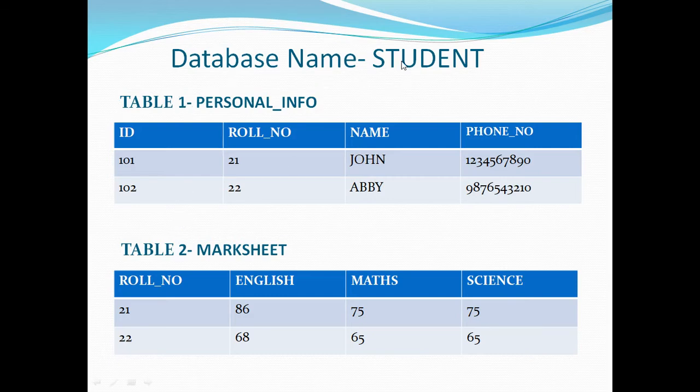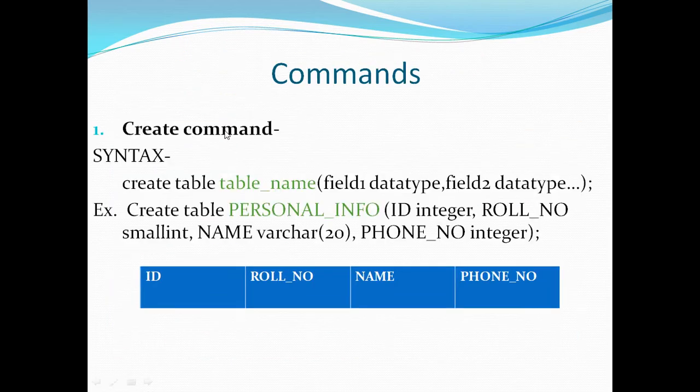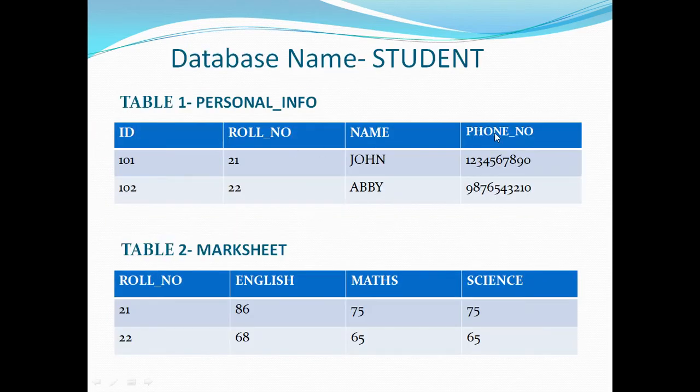Suppose we have a database named student, and in this database we have two tables: table 1, personal info, and table 2, mark sheet. Suppose we are creating this personal info table using the database language. The table name is personal info, and we have four fields: ID, roll number, name and phone number. In the field ID, what kind of data is included? It includes numeric data, so we will use a numeric data type. Similarly, roll number is also numeric data. Name is alphanumeric data, and phone number is again numeric data.